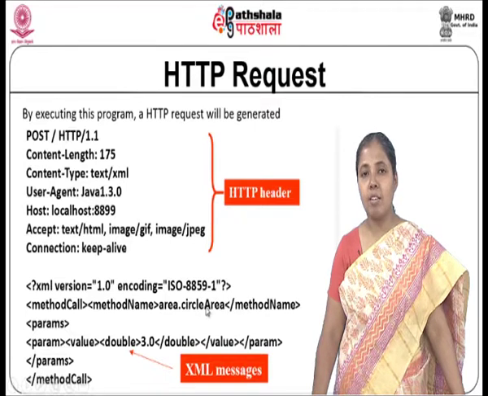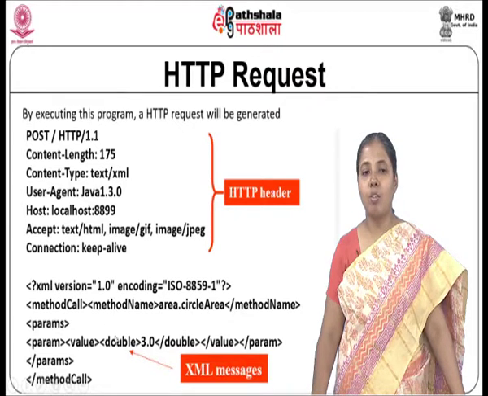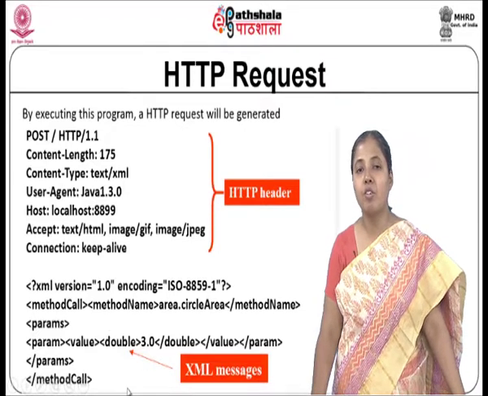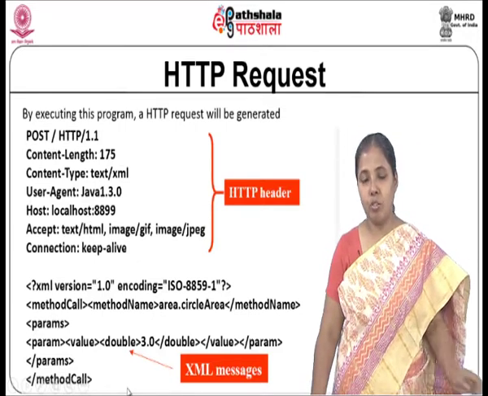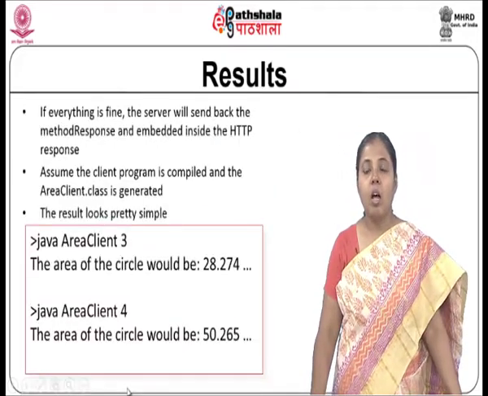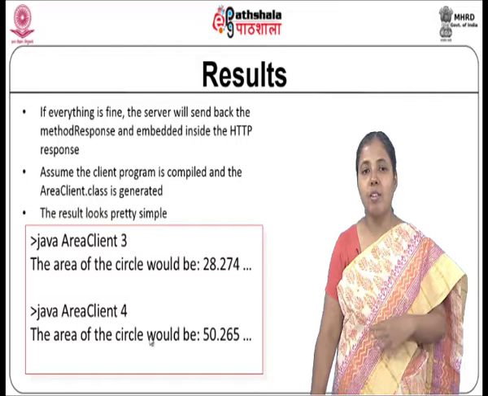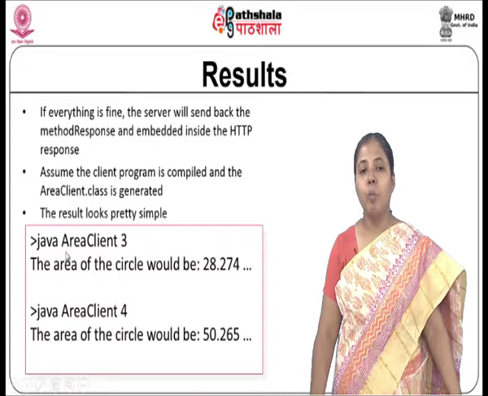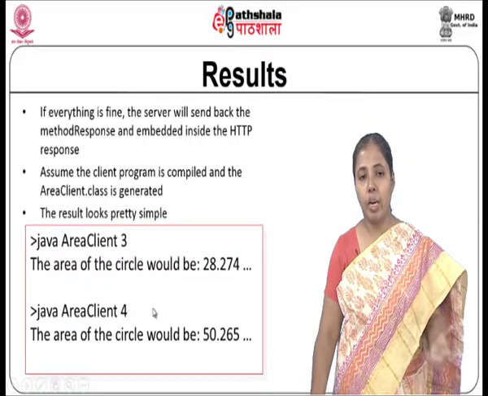This would be sent as an XML message, and the parameter you need to pass to the procedure is also passed as params. This is what you have created. So, as an XML message, this would be generated and passed as an HTTP request to the server side. If the server properly does all these processes, it sends back the response as an HTTP response. The client program, you will compile it and execute it like this: Java AreaClient is the client program, you give the radius as a double value, and you will get back the result.